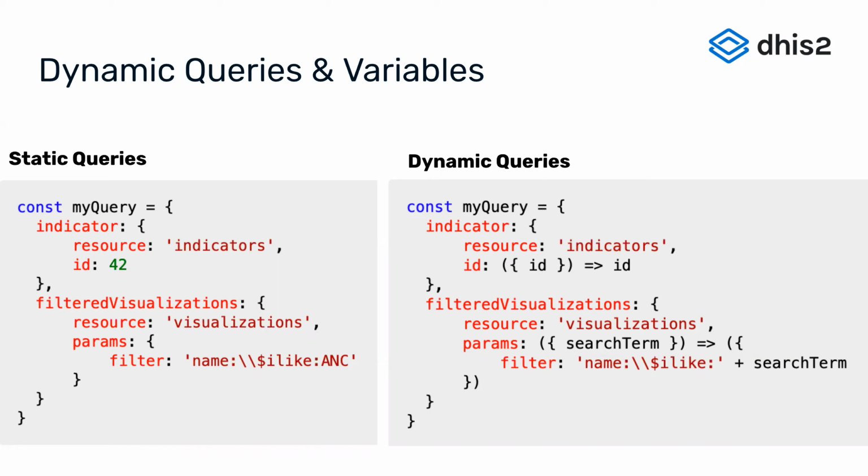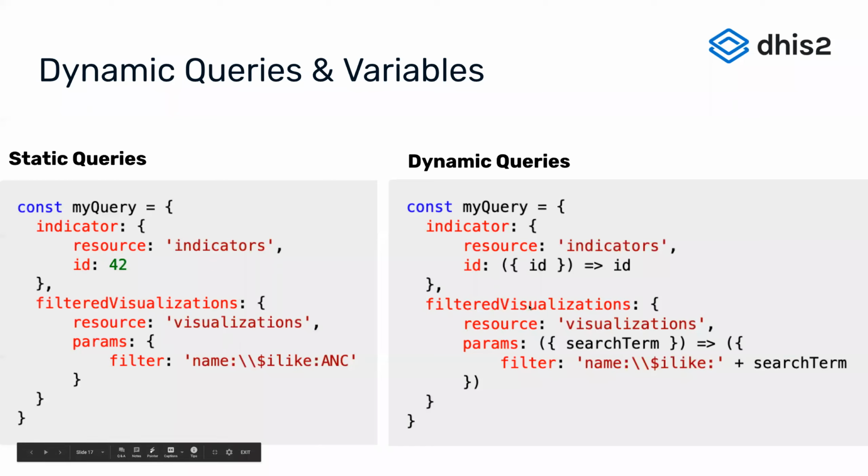Maybe we want to have a text box where we can type the search term that we want to use for our visualization list. Or maybe we are at a particular route in our application, which tells us what the ID of the indicator we want to display is. And that might be 64 instead of 42. The point is that if we write these into our code, they can never be changed. And oftentimes in DHIS2, things are very dynamic and they might change on the fly.